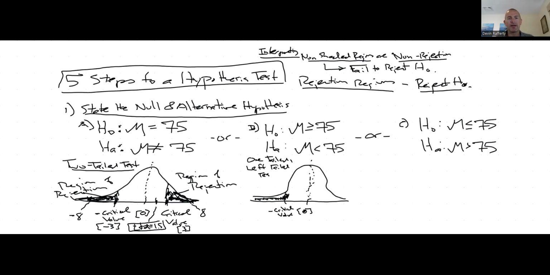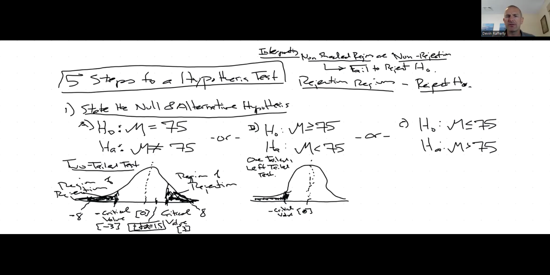Why do we call it that? Because there's only one tail. There's only one region of rejection. That's why it's a one-tailed test. Okay, one-tailed, left-tailed. We only have one region of rejection, and it's over here on the left-hand side.